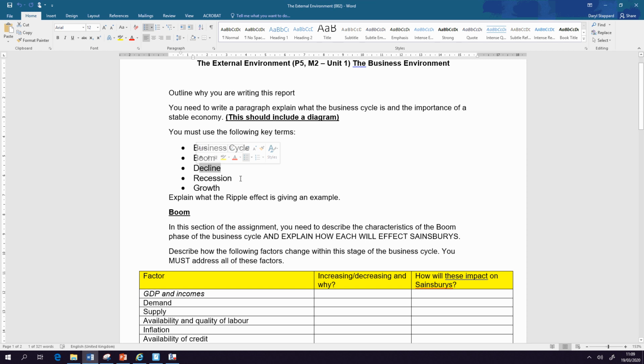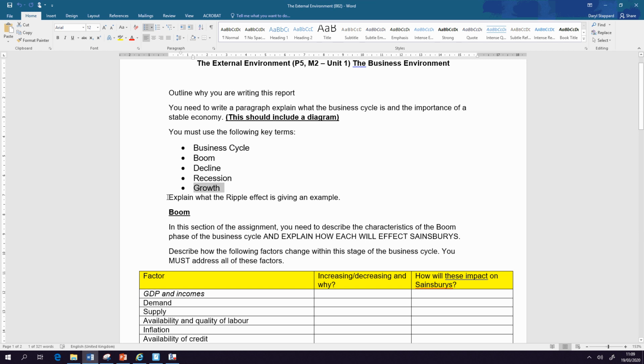If we then move into recession, a recession would be where GDP is actually falling across the economy. So unemployment is starting to increase, people's incomes are falling, businesses are starting to report losses. Some businesses might start to go bankrupt. And then hopefully what will follow that is a period of economic growth. This would be where GDP starts to increase again, people get jobs, wage rates start to increase, and businesses start to perform a little bit better.